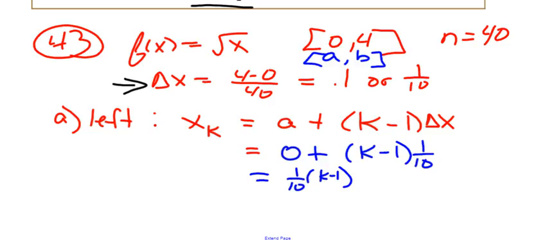For our left approximation, remember a is the endpoint we want to start at, so it's 0. And we see that we have k minus 1, which is part of that formula. It would be k minus 1 times delta x, which we said was 1/10. So I just rewrote it here in this last row as that. You can also use 0.1k minus 0.1, which is probably what I'm going to do. It's easier to put in the calculator.